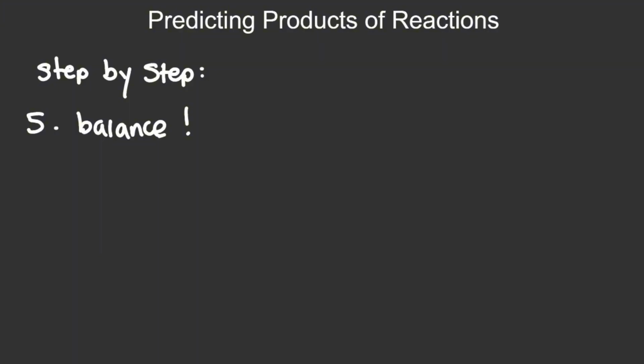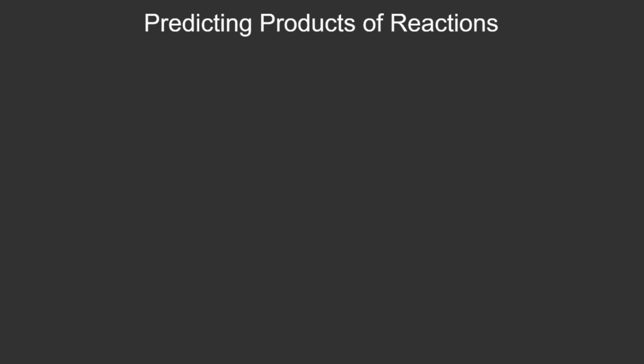Never change the subscripts to balance, only change the coefficients. That is a rule that was heavily covered in another one of my videos on my channel. Let's do a practice problem. We're going to try aluminum, CuSO₄, into what? I want everybody to pause the video and come back once we are ready.